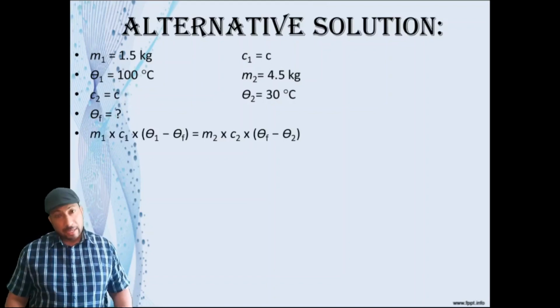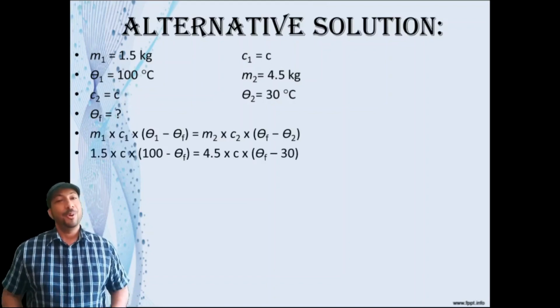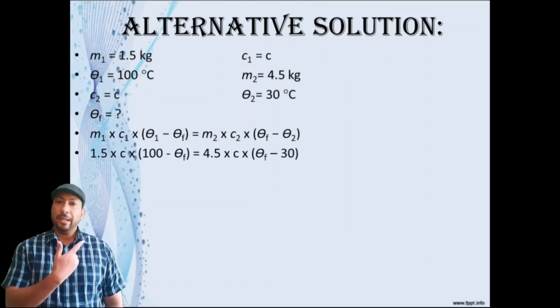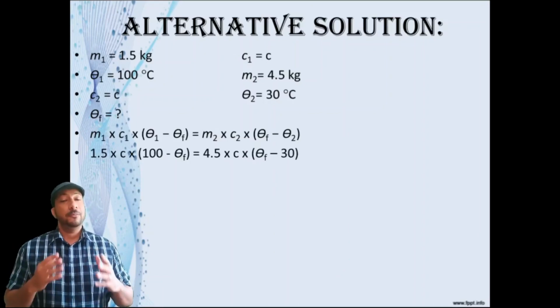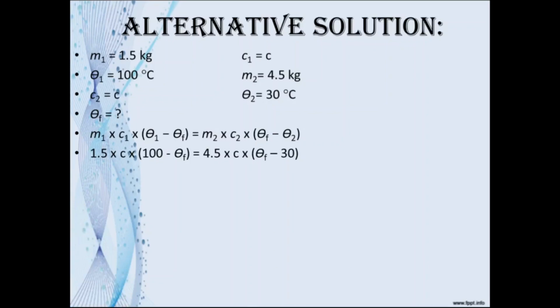So our formula would remain the same, and now when we substitute, it would be 1.5 times C times all the rest and so on and so forth. And since it is the same C on both sides of the equation, they would cancel out. You can divide both sides by C since it is the same. So then you would be left with much smaller numbers, only 1.5 times in brackets 100 minus θf, and on the other side 4.5 times in brackets θf minus 30.